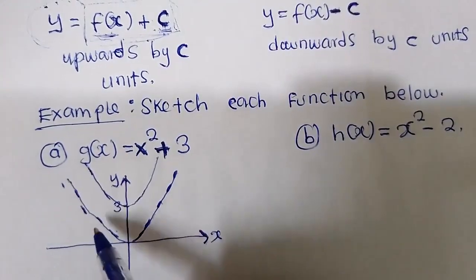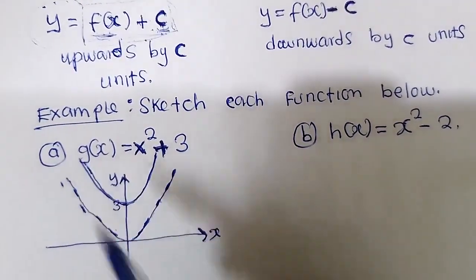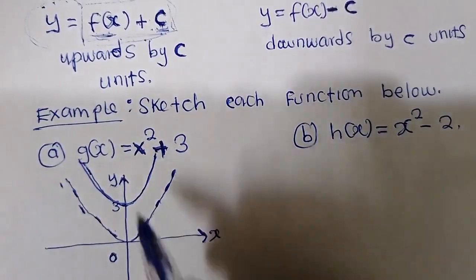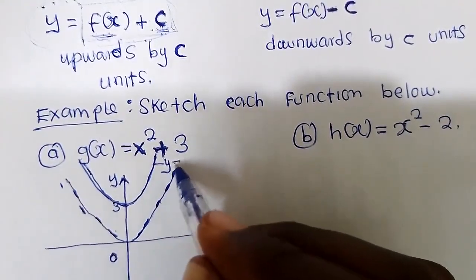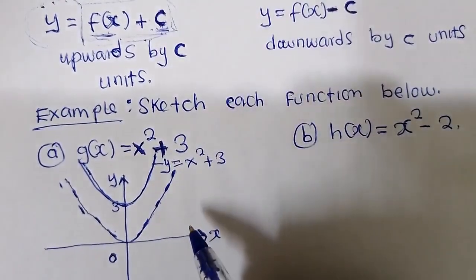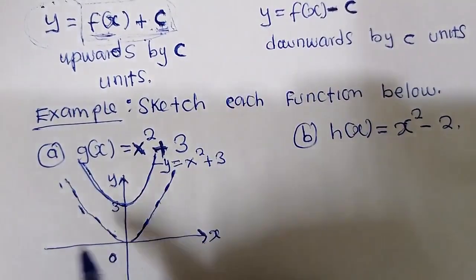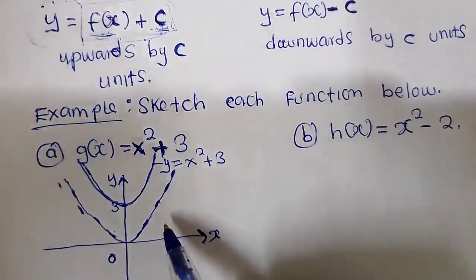When it is like this, then this is the original now, moved 3 upward. This is how you are supposed to sketch this. So here, this is now the graph y. You can say y is equal to x squared plus 3, or you can put it the way they have written here: g of x is equal to x squared plus 3. Just one and the same.